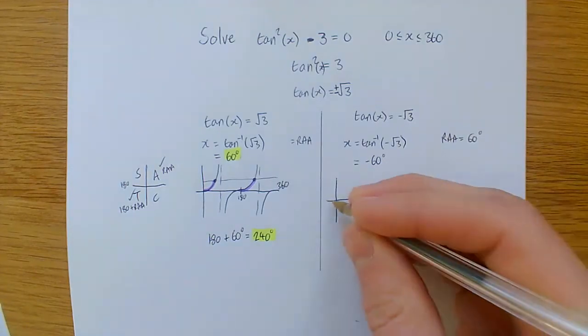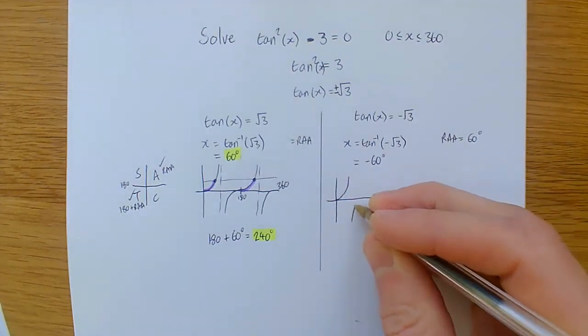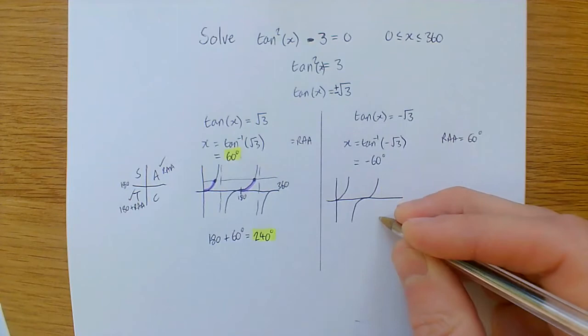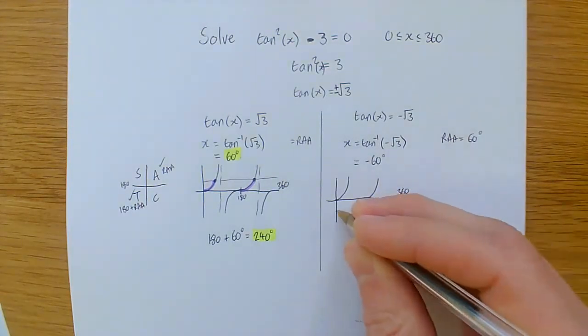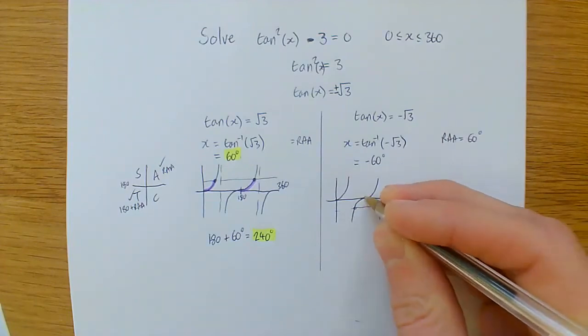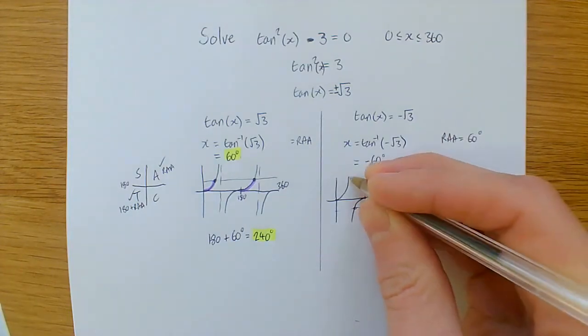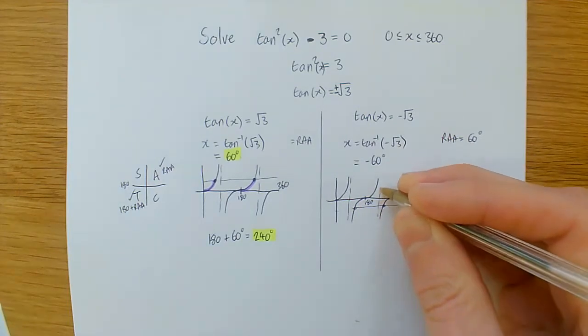Our tan graph this time, well, the difference here is we're at minus root 3. So minus root 3 says there. So we've got a value here and a value here. I should have put in my asymptotes really.